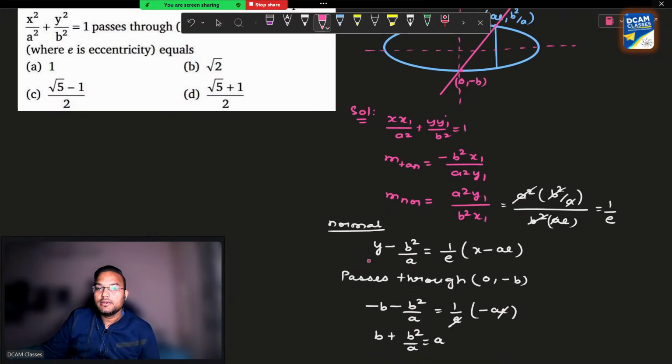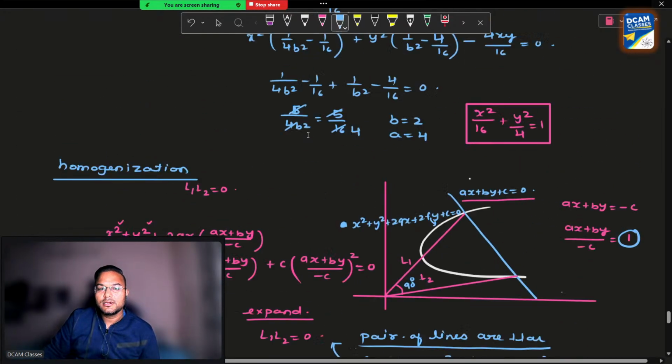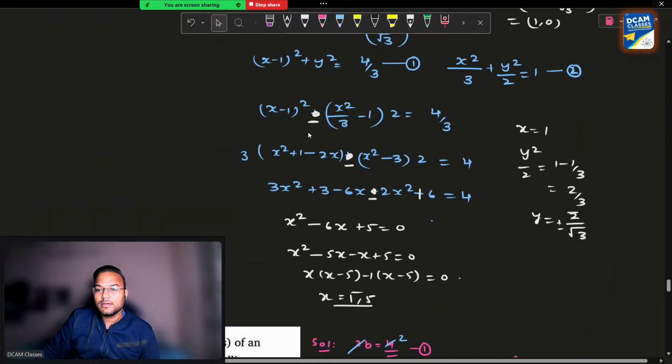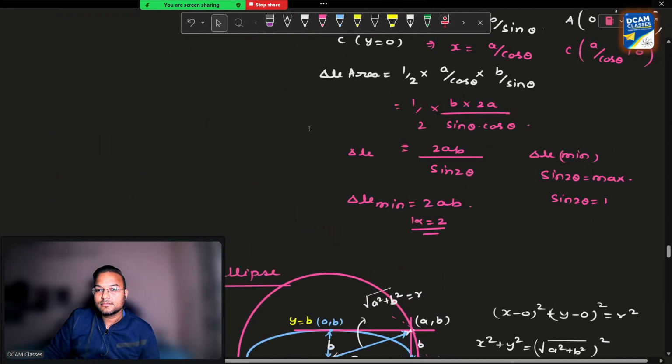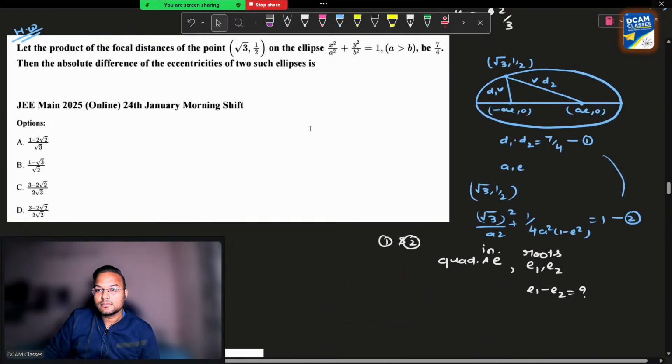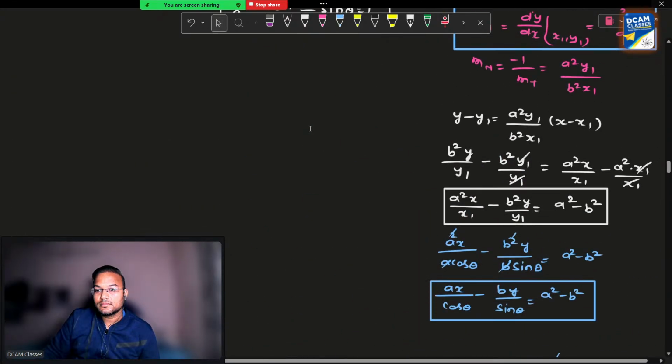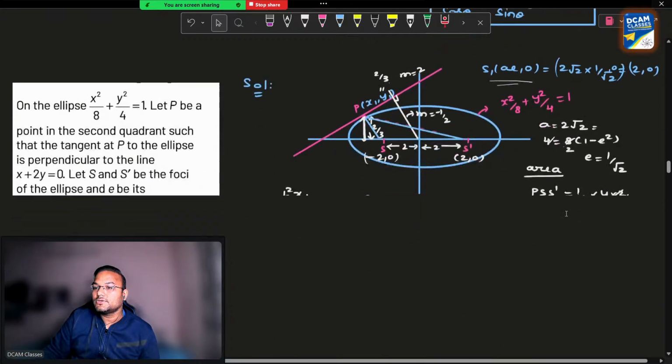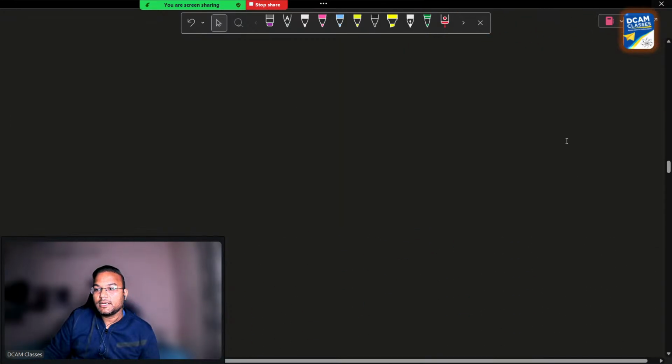I could have done it, but the normal equation is a square x by x1 minus b square y by y1 is equal to a square minus b square, or a square plus b square, something. Let me check. I also forget sometimes. Hmm. a square x by x1 minus b square y by y1 is equal to a square minus b square. But I did not solve using that.